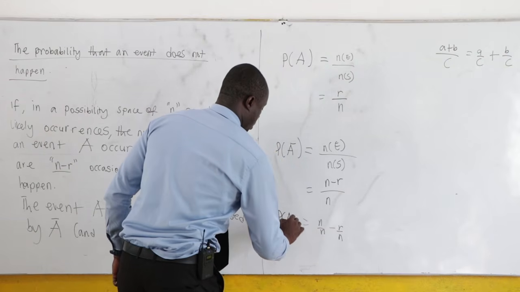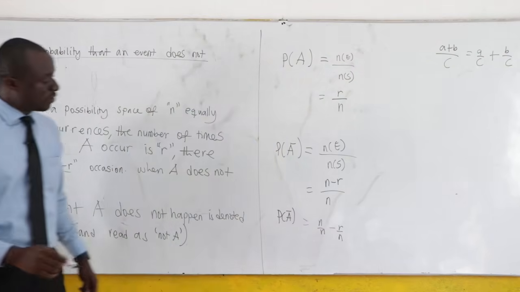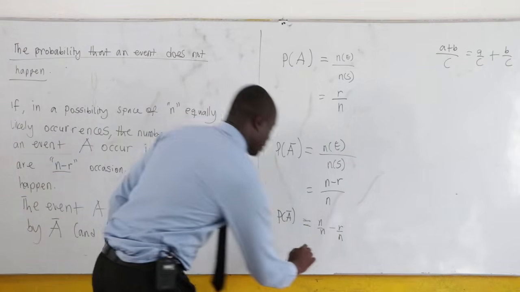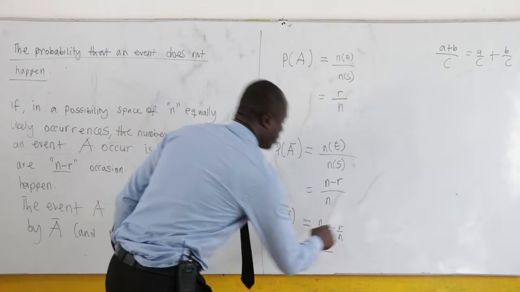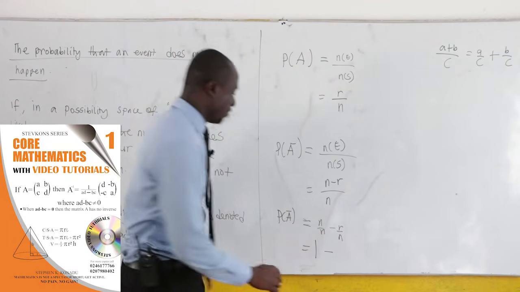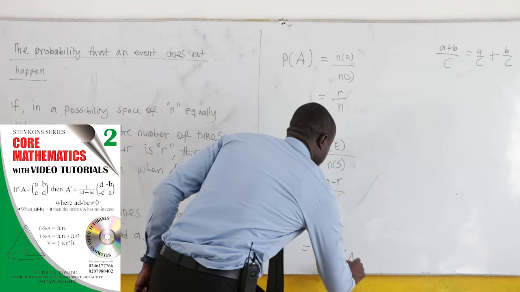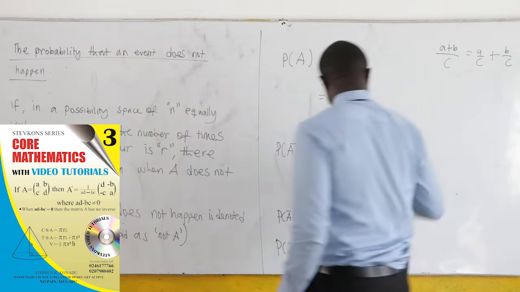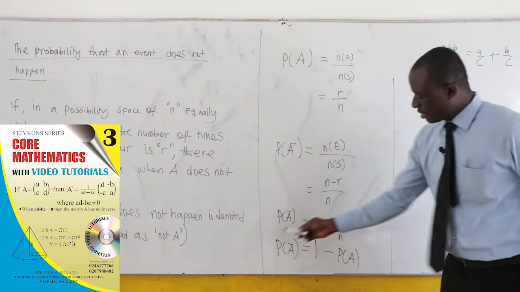Remember, this is P of not A. Now, what is n over n? n over n is 1. Minus what is R over n? R over n is the same as our P of A. So this is P of not A. Clearly, this can come here.